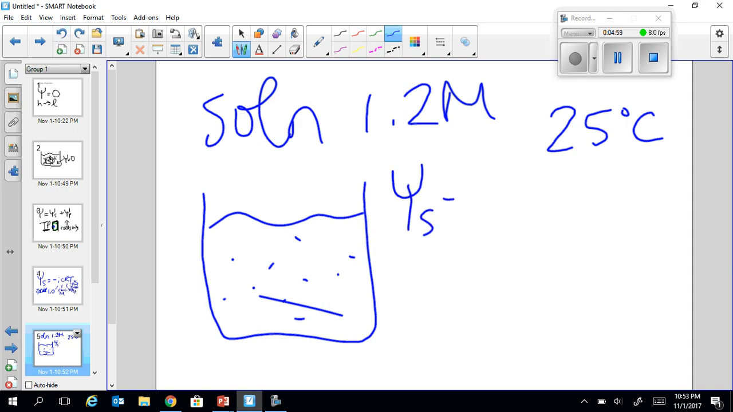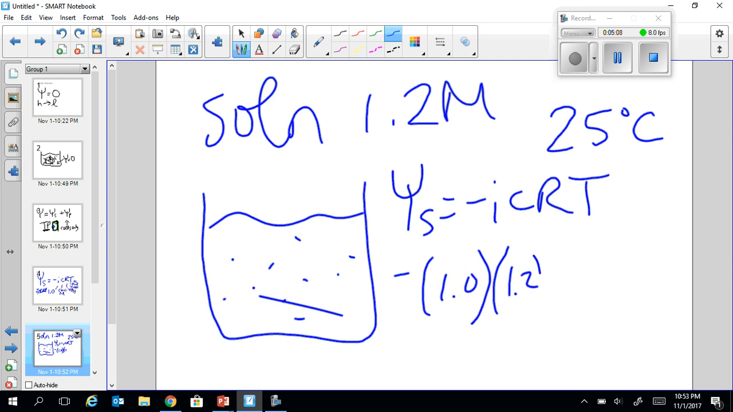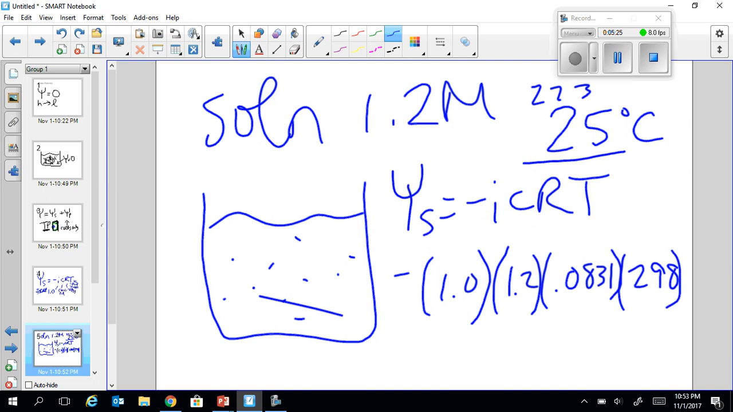All right, this is equal to negative iCRT. So I've got negative 1.0, my C is 1.2, my R is 0.0831, and my T is 273 plus 25, which would be 298. All right, let me grab my calculator here. Now I want to multiply these together.